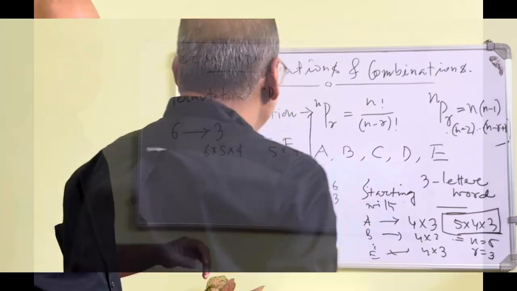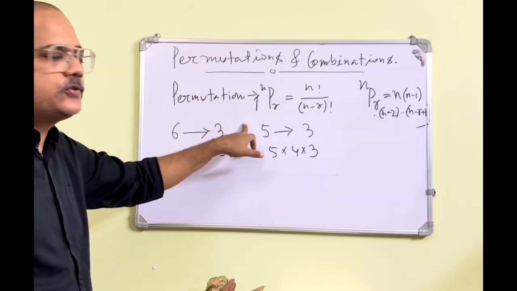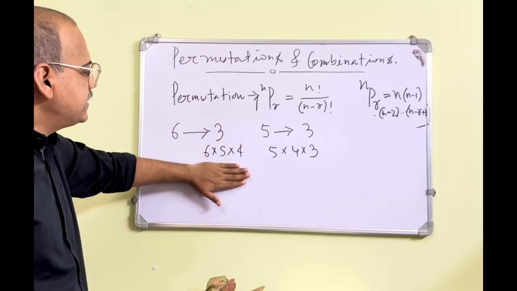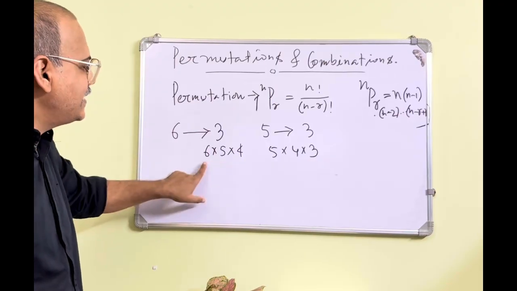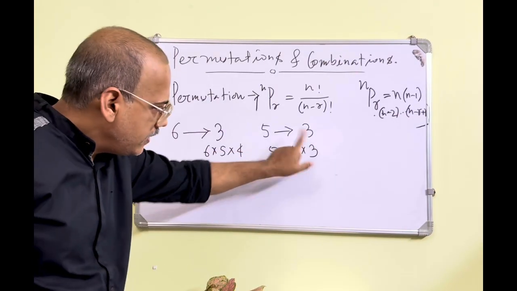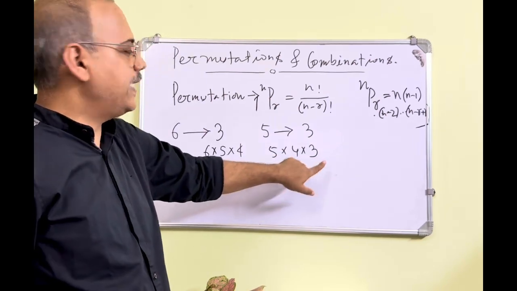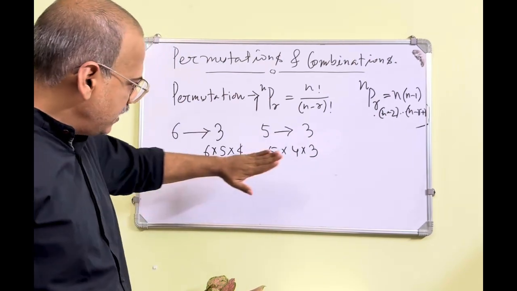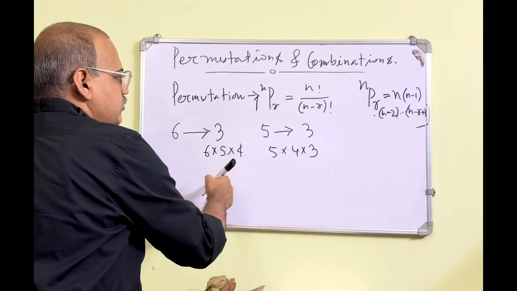Okay, let me erase it. So what have you seen? If we have 6 distinct letters and I've been asked to form a 3-lettered word, how many such distinct words can I form? 6 times 5 times 4. If I do 5, I need to form 3-lettered words, I can form 5 times 4 times 3. So there is a common thing here. So for 6, it has to be likewise.